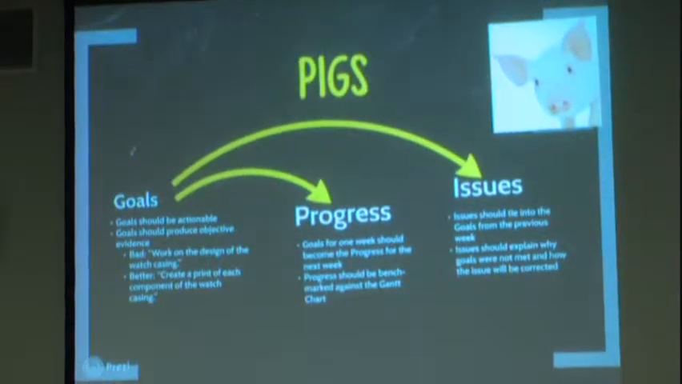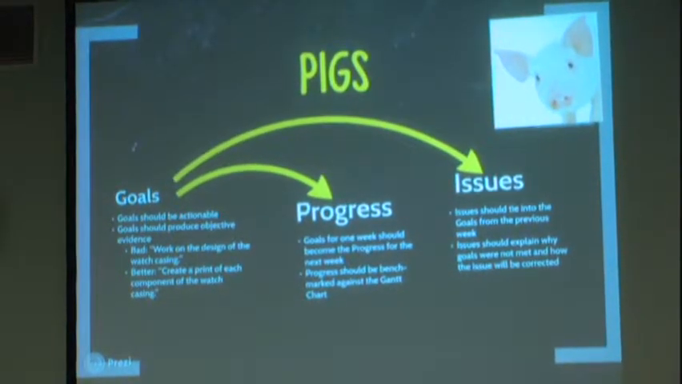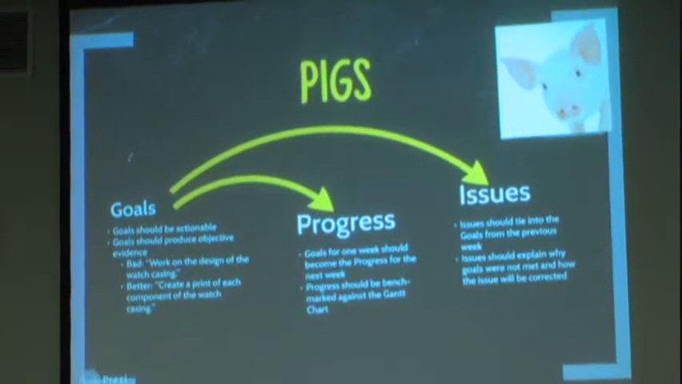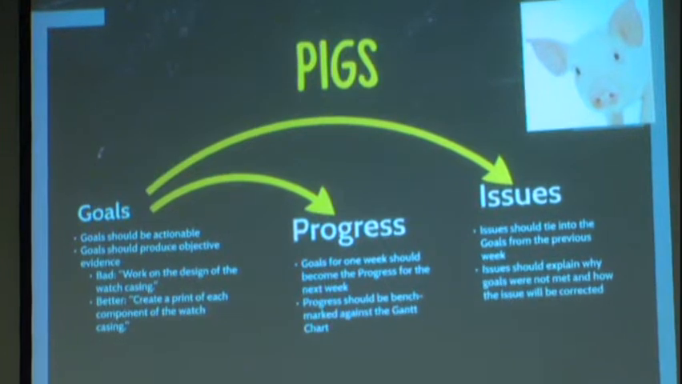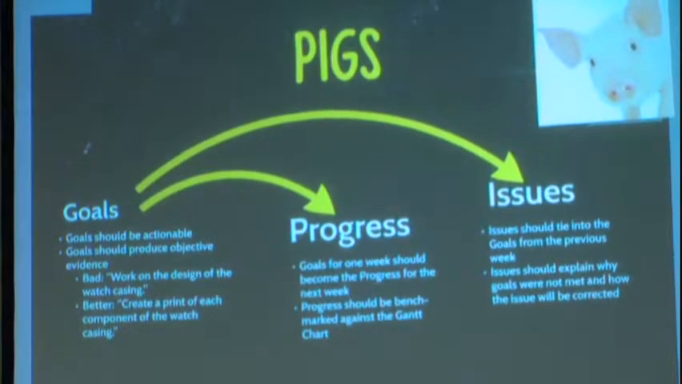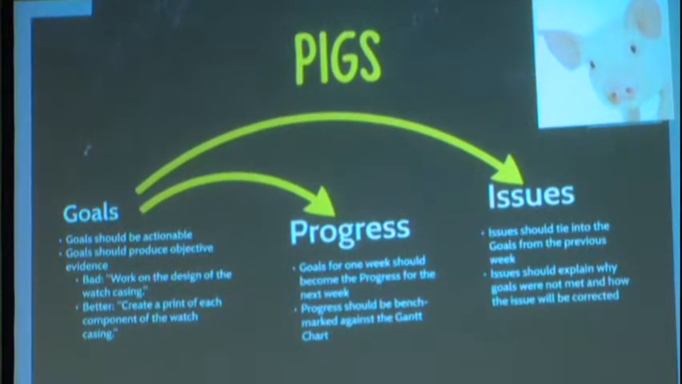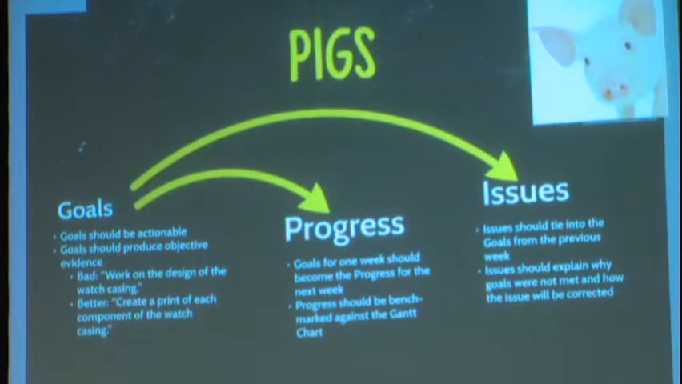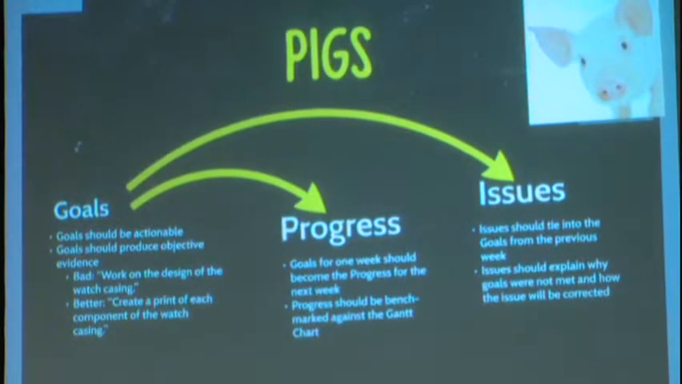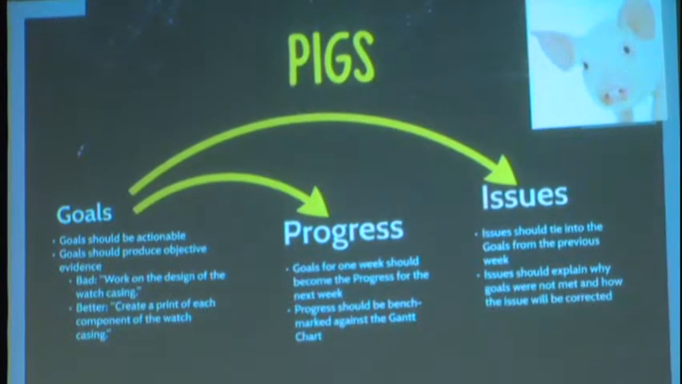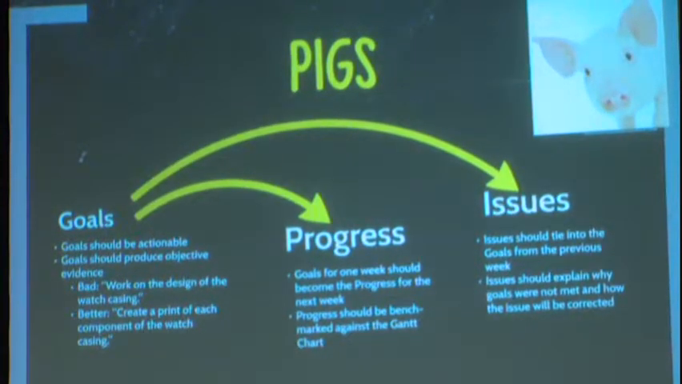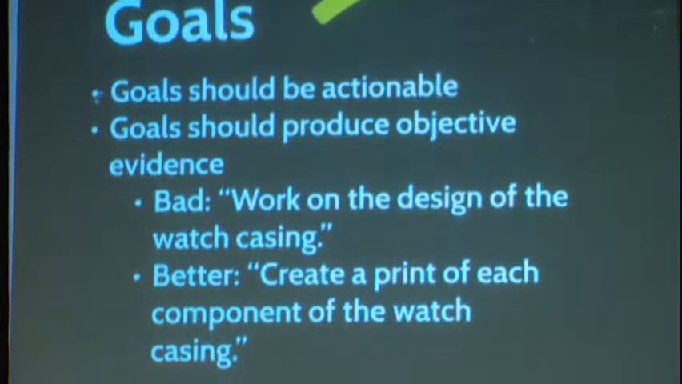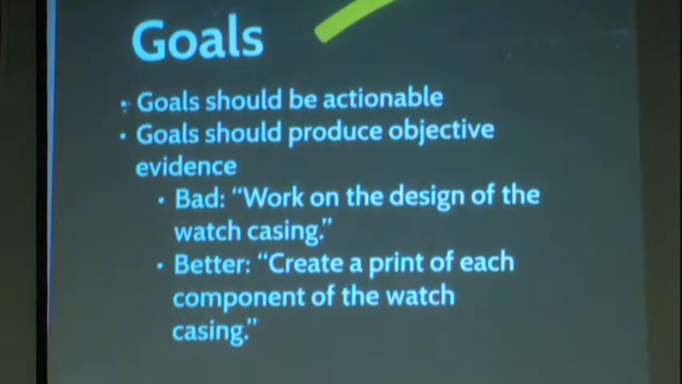So PIGS are progress, issues, and goals. Most teams do these at the start of every lab meeting session, or at least most of my teams do. So progress, issues, and goals. I think they should be goals, progress, and issues, because they really go in that order. Okay. So if it's your first week doing PIGS, you should have stated goals, okay? Goals should be actionable, so they should produce objective evidence.